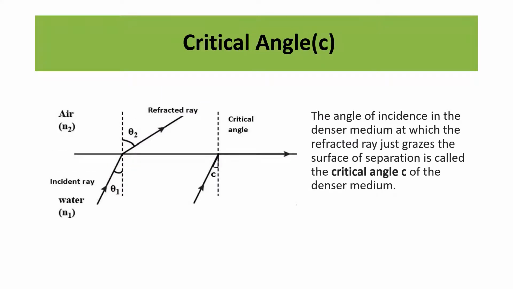What do you mean by critical angle? If you look at this diagram, you can see the incident light ray falls from water to the air. That means the incident light ray is from a denser medium to a rarer medium. Theta 1 is the angle of incidence and theta 2 is the angle of refraction. We know that when a ray of light passes from a denser medium to a rarer medium, the refracted ray will bend away from the normal.